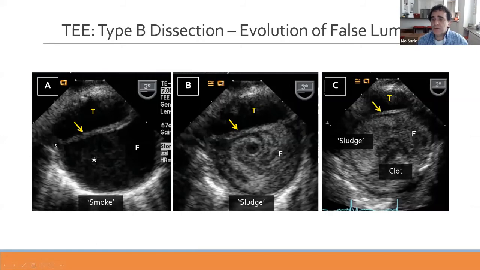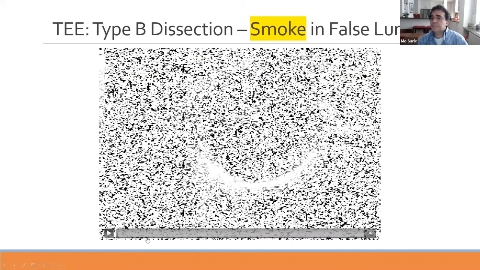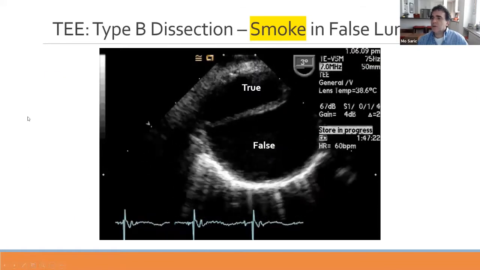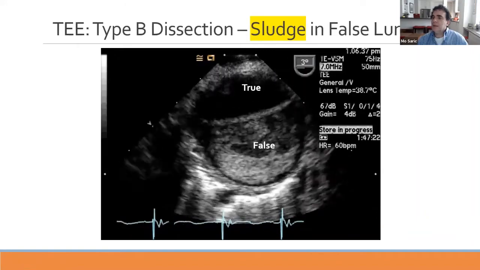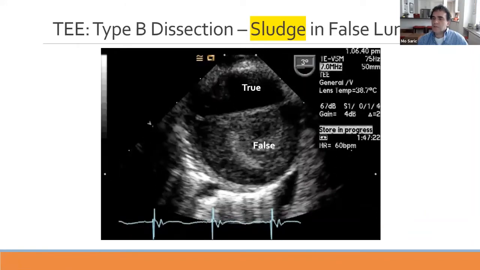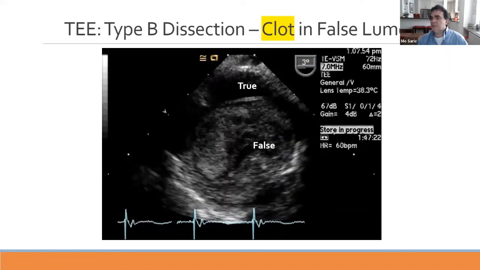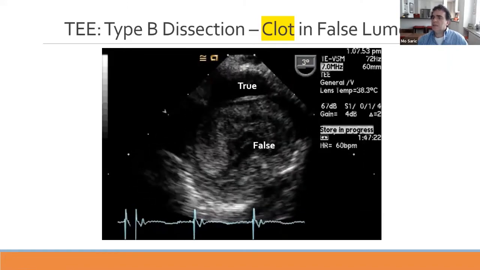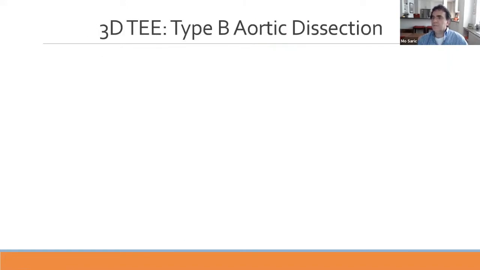Less flow tends to be in the more distal portion of the aorta, where there is sludge and clot formation, and the more proximal portion can have smoke or even no smoke if there is still significant flow in that portion of the aorta. So again, this is smoke in the false lumen, then this is sludge in the false lumen, and then there is both sludge and a clot inside the false lumen.